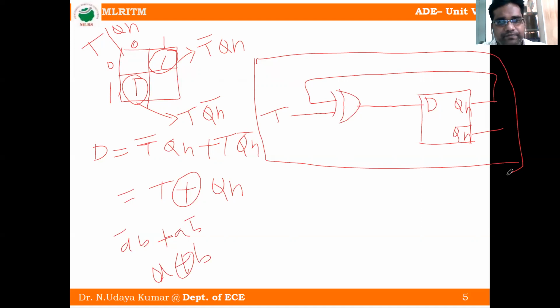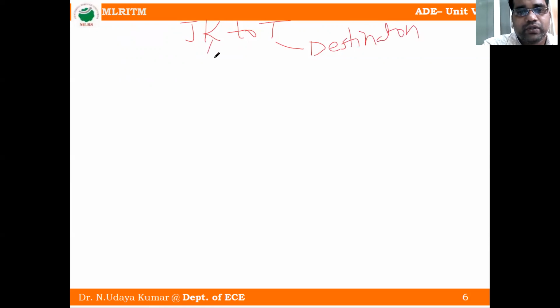Okay, now we will see JK flip-flop to T flip-flop. So JK flip-flop to T flip-flop means T is the destination flip-flop, and JK is the source flip-flop. JK is the source flip-flop. Okay. So first step is we have to write the truth table for destination flip-flop. So destination flip-flop here is T, means we have to write the T flip-flop truth table.